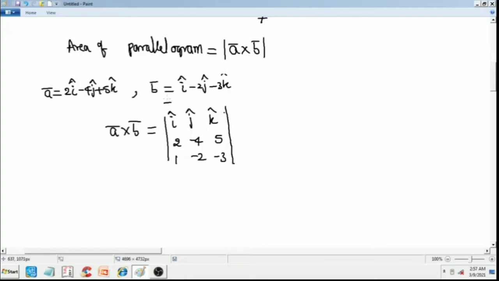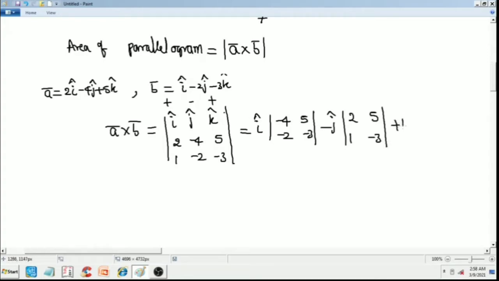This is the determinant method. Plus, minus, plus. So if I consider plus i, I need to delete the corresponding row and column. Remaining elements, take the determinant: minus 4, 5, minus 2, minus 3. Minus j bar. Delete the corresponding row and column, and the remaining is 2, 5, 1, minus 3.